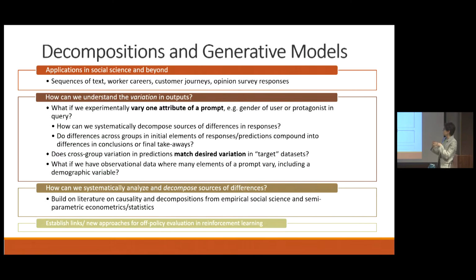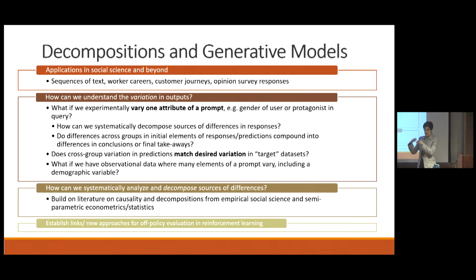So decompositions are basically asking us to understand variation in output. They're asking to understand the sources of differences between two groups. Okay, so just to build this up a little bit, what if we were querying a large language model and we experimentally varied one attribute of a prompt? So we gave it a prompt, but you said, I'm a woman who has a headache, or I'm a man who has a headache, and you want to compare the differences in the output. So that's a comparison between two groups. Gender is the variable you're comparing by, but then you have this complicated output that you would want to summarize.